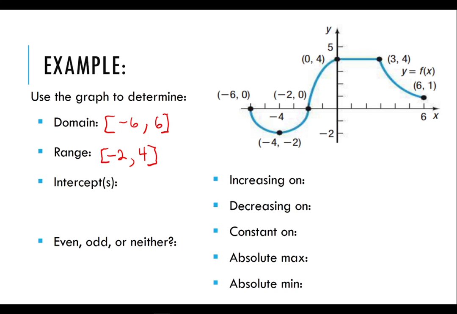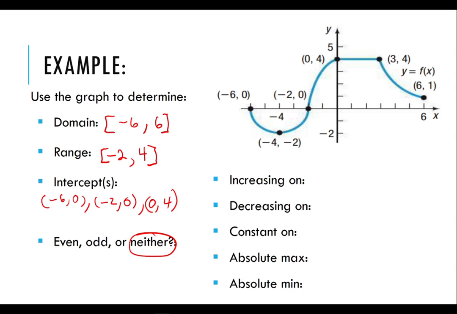Then we need to know what the intercepts are, but notice that's just anywhere we cross an axis, x or y, and so I get the intercepts of (-6, 0), (-2, 0), and (0, 4). Then we want to know, is this even, odd, or neither? Well, first question, is it a function? And the answer is yes, it passes the vertical line test, so it's a function. Next, ask yourself, do you have any symmetry? And I don't see any y-axis symmetry, and I don't see any origin symmetry. Remember that if you have a function, you'll never have x-axis symmetry. Then we know that this is neither even nor odd.